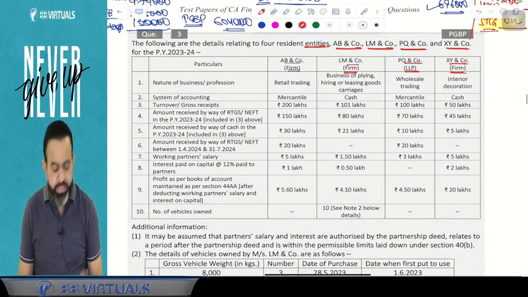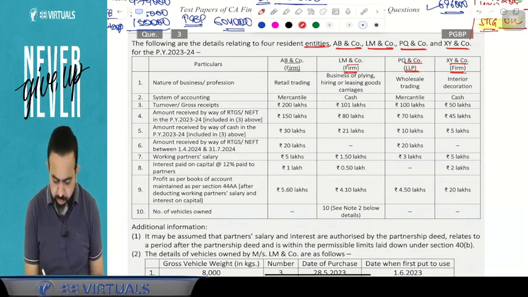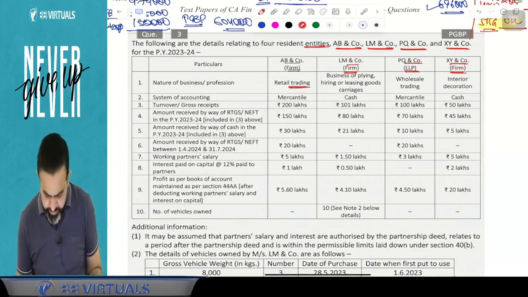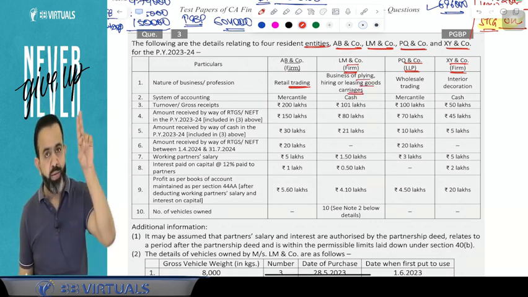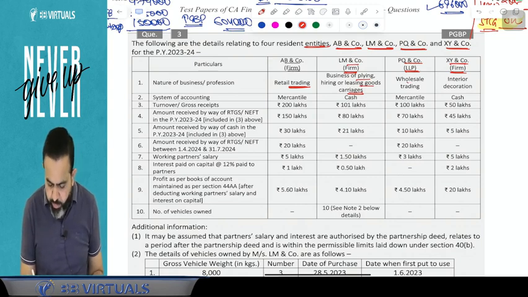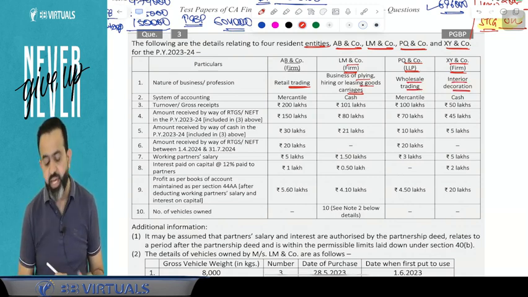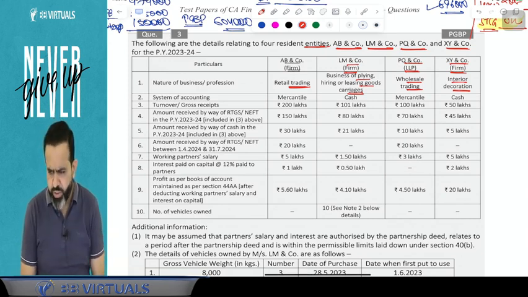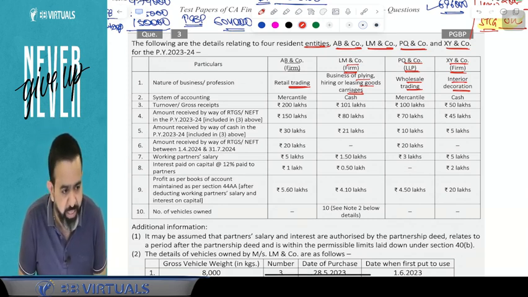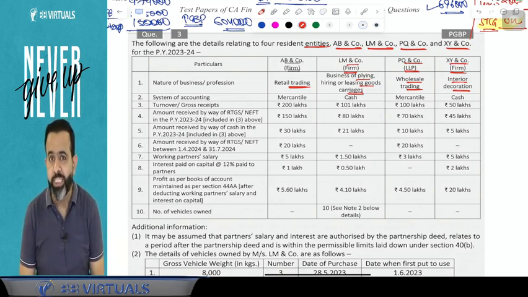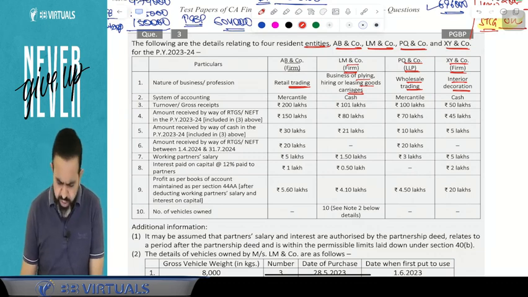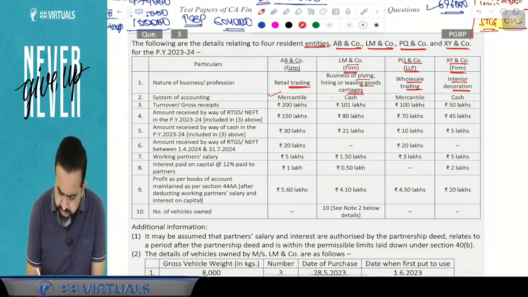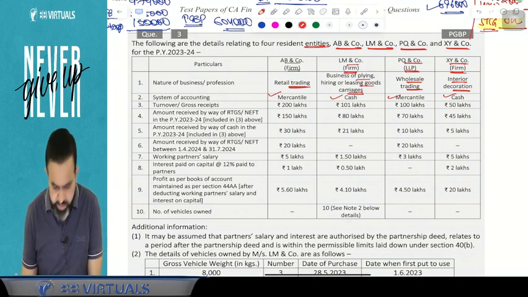Now the nature of business is given. For AB and company, there is retail trading. Business of plying, hiring and leasing goods carriages is for LM and company. PQ and company is a wholesale trading, and XY and company is into decoration, an interior decorator basically. Interior decorator is a profession. Now next part, the system of accounting they follow: mercantile system, cash system, mercantile system, and cash system.